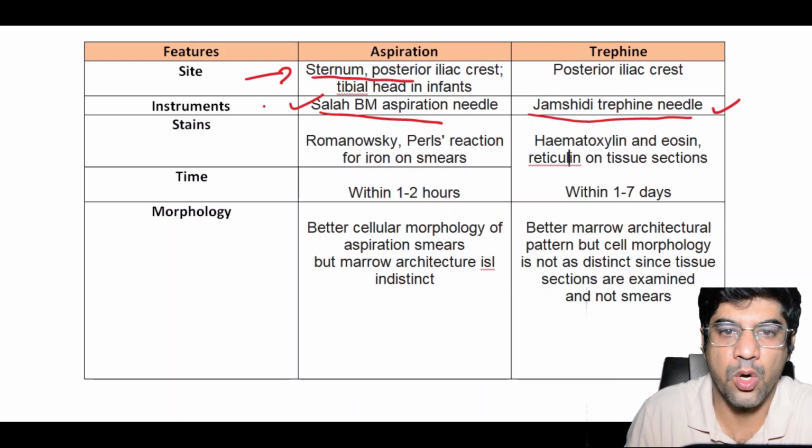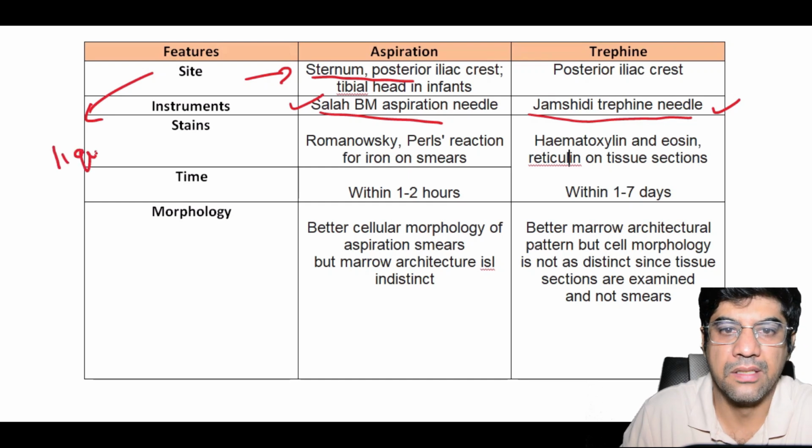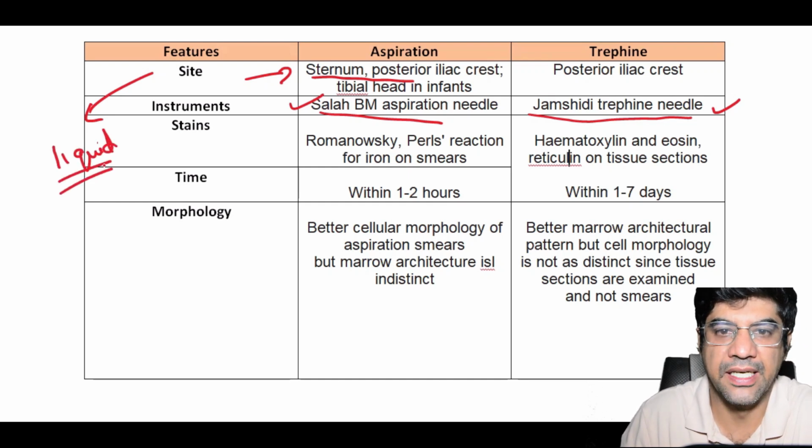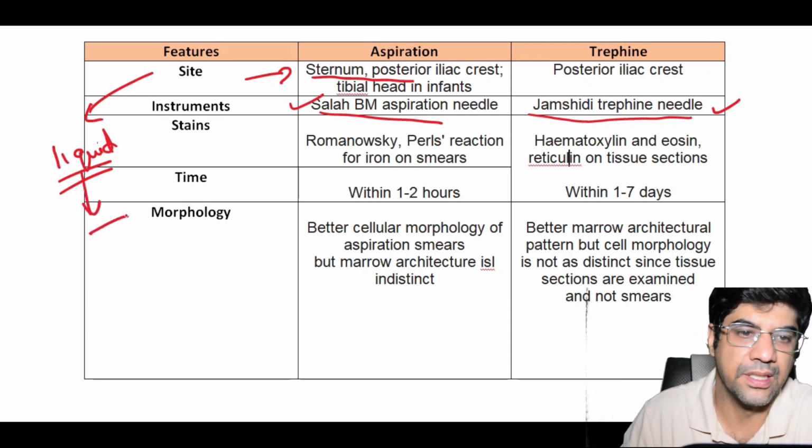So they withdraw a small amount of the liquid marrow. The sample is then spread on the slides and examined under a microscope. So detailed information about individual blood cell types helps you to understand any abnormality in the cells.